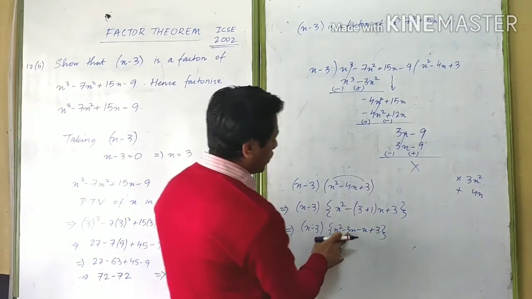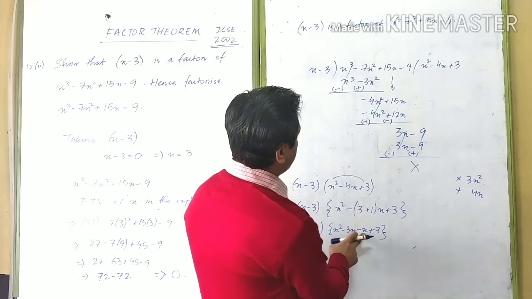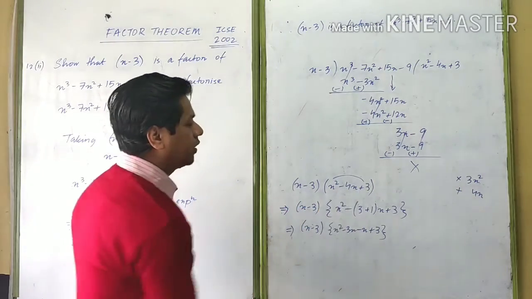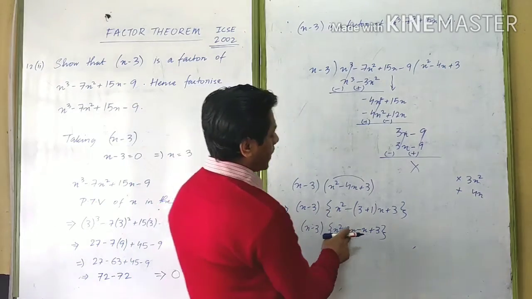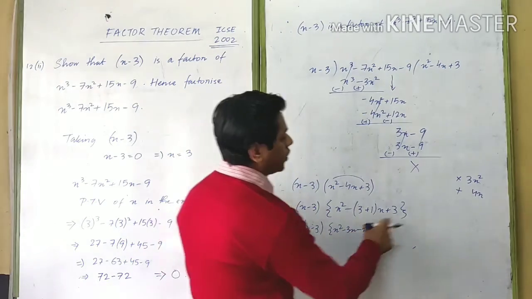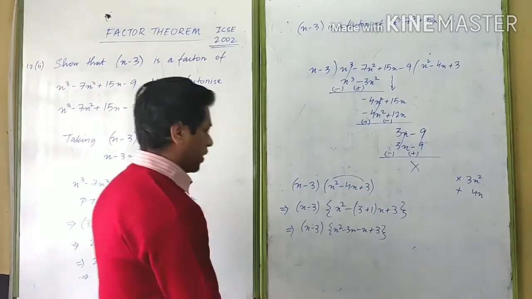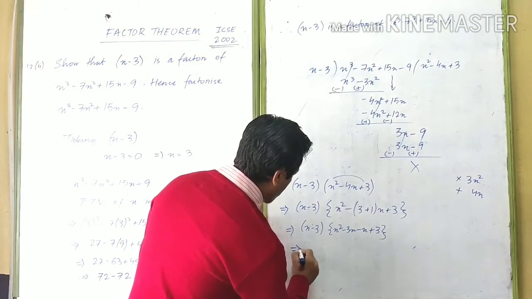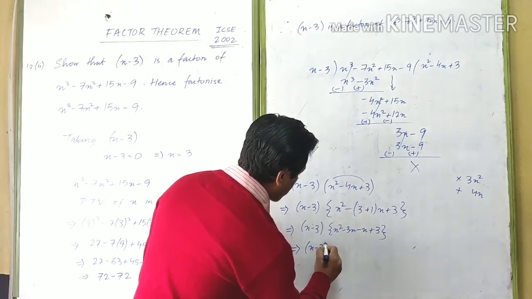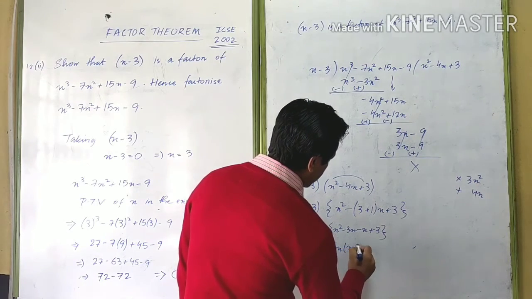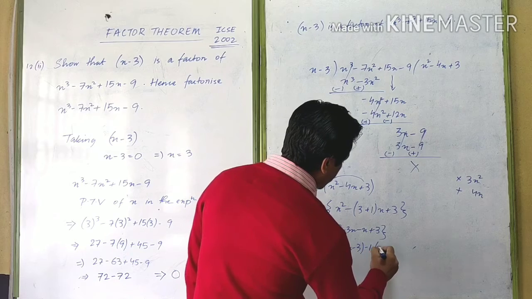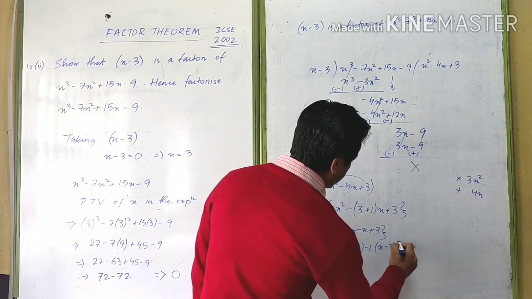So we can see that when I add minus 3x and minus x, I am going to get minus 4x, and when I multiply both of these terms, minus 3x into minus x, I am going to get 3x squared. Now I am going to take common x minus 3, minus 1 common x minus 3.